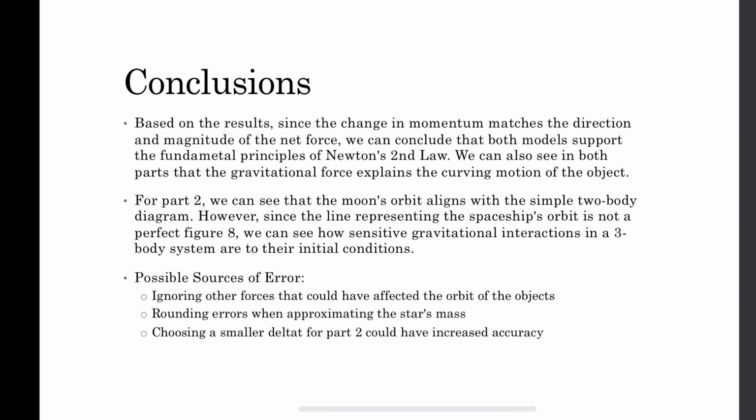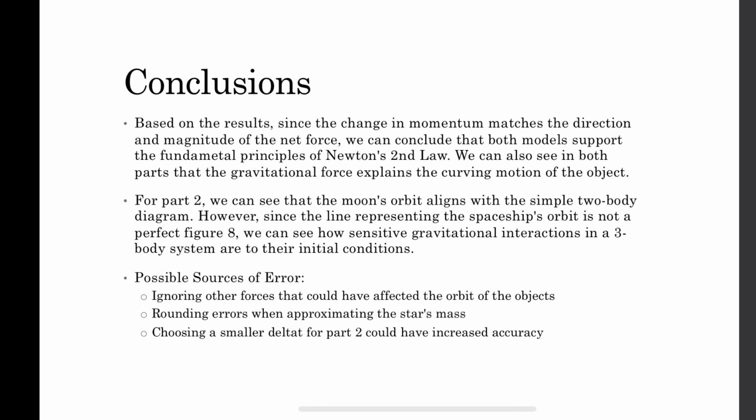For Part 2, we can see that the moon's orbit aligns with a simple two-body diagram. However, since the line representing the spaceship's orbit is not a perfect figure 8, we can see how sensitive gravitational interactions in a three-body system are to their initial conditions.